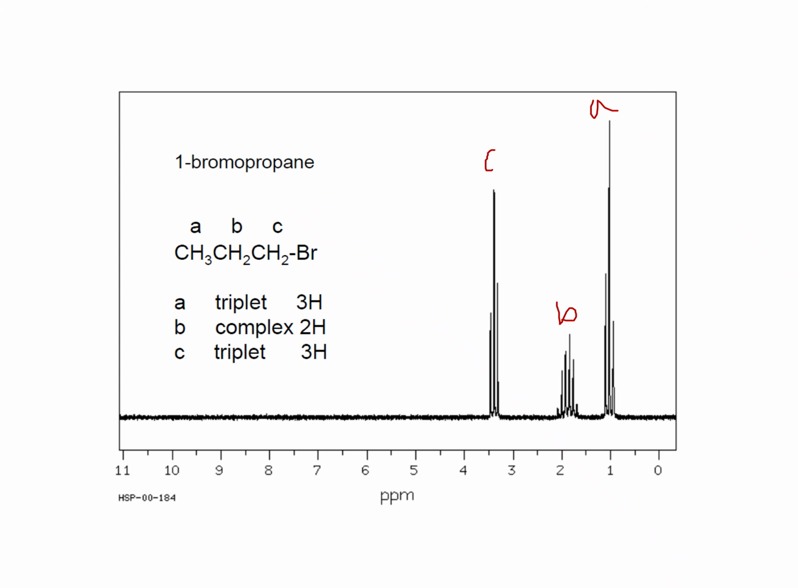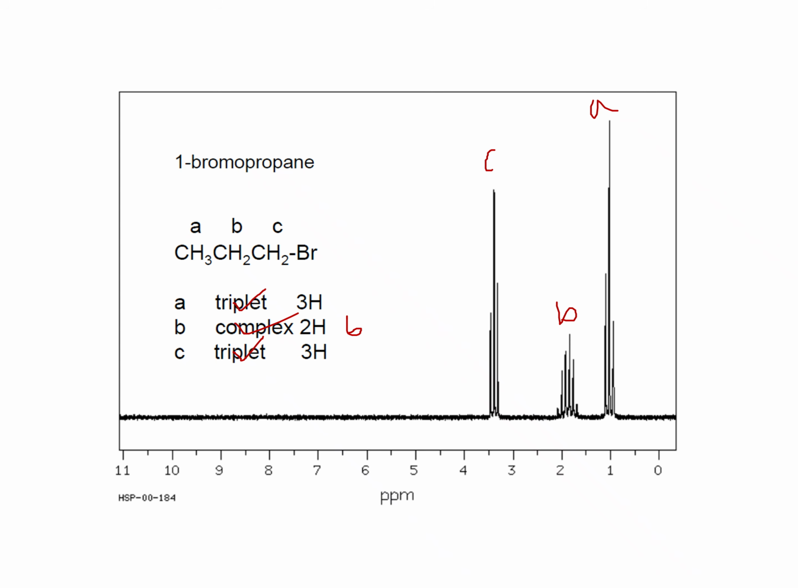Is that understandable? Then for A we'll have a triplet because of the nearby 2 hydrogens. For B there is a sextet. We have already shown 6 splitting will occur. You can see, just count this, there would be 6 splitting, 1 2 3 4 5 6. And another one is a triplet, so here is the triplet.